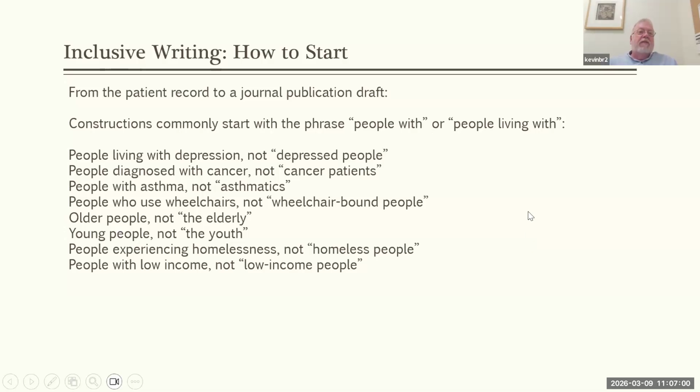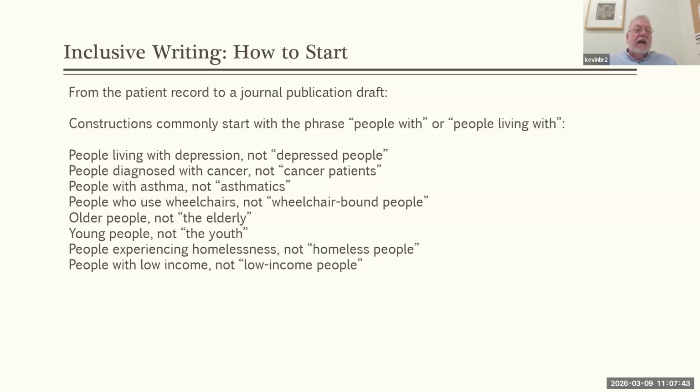Again, where does this begin? In the healthcare context, which is what we're most concerned with here, it could begin with the patient record and end up in a journal publication draft, for instance. Constructions or terms within this context typically start with the phrase people with or people living with. I've got a list of examples here. People living with depression, not depressed people. People diagnosed with cancer, not cancer patients. People with asthma, not asthmatics. People who use wheelchairs, not wheelchair-bound people.